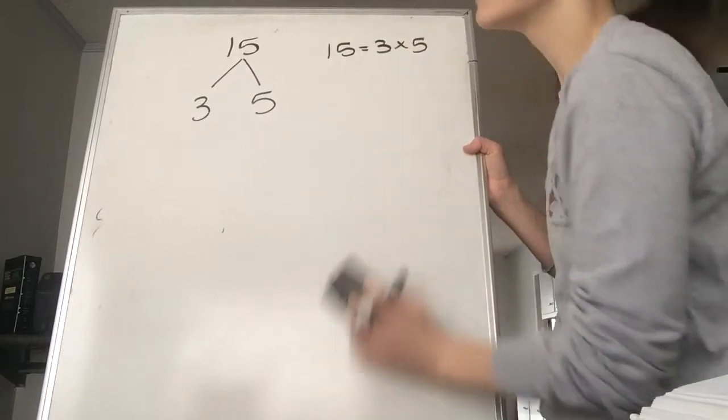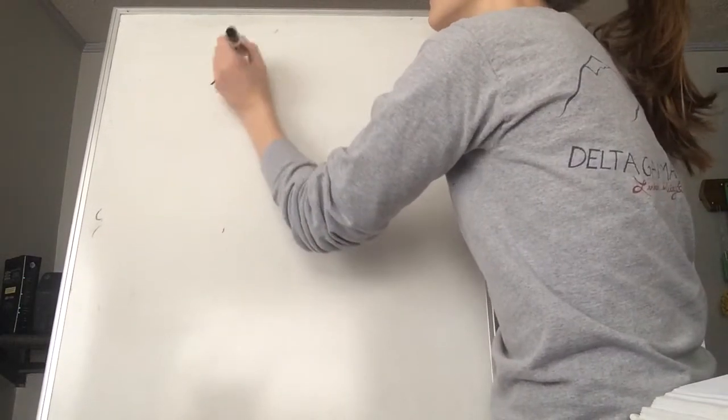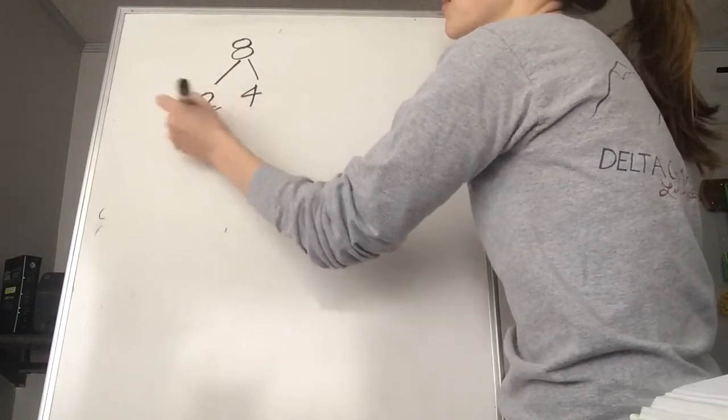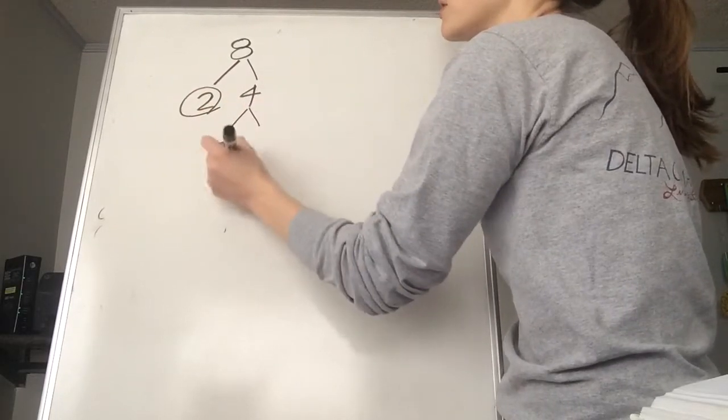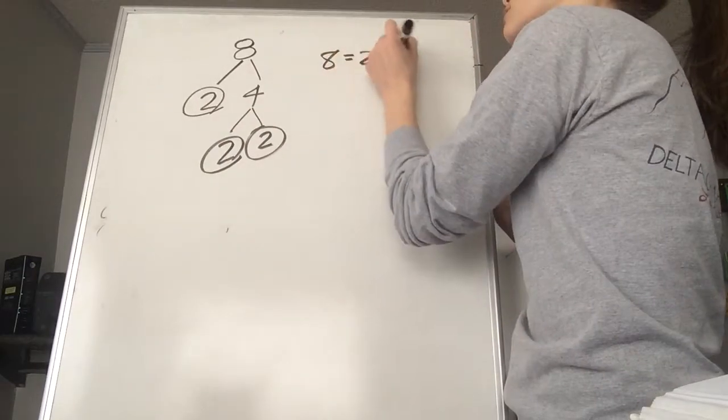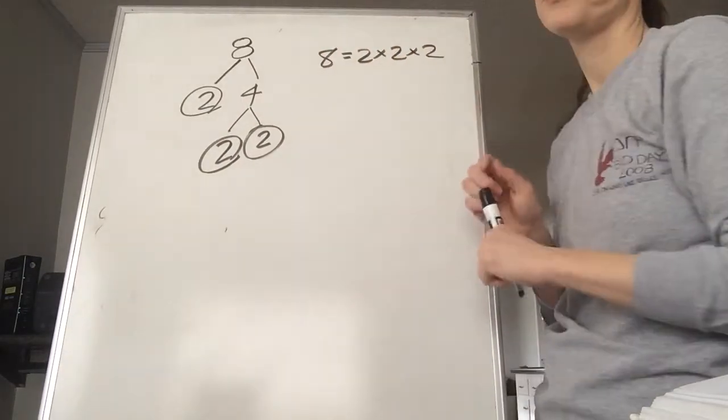Okay, number 8. Or number 7, which is 8. So 8 can be broken down to 2 times 4. 2 is a prime number. And then 4 can be broken down to 2 times 2. So 8 is equal to 2 times 2 times 2.